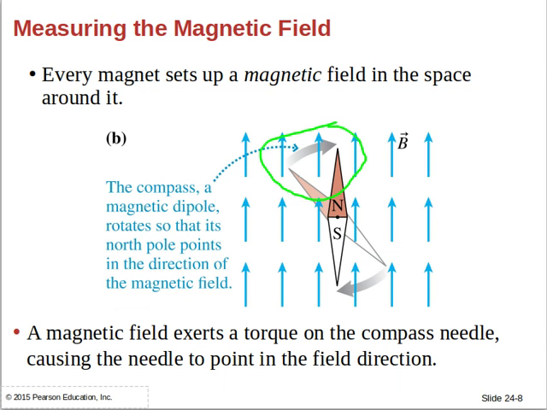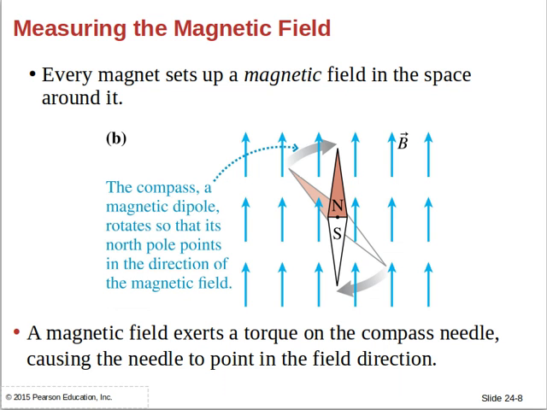The force on that dipole, which in this case is really a torque, is able to measure the strength of that magnetic field. The stronger the torque on that dipole, the stronger the magnetic field. This is very similar to what we saw for electric fields, where the force on a test charge is related to the strength of the electric field. The stronger the force, the stronger the electric field.